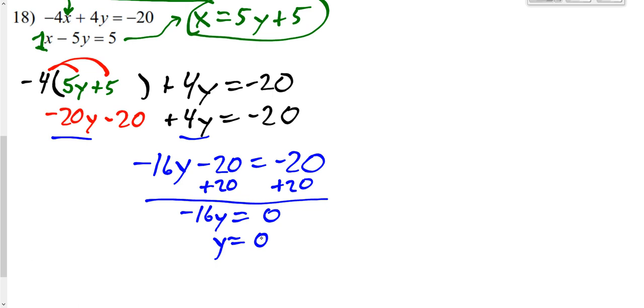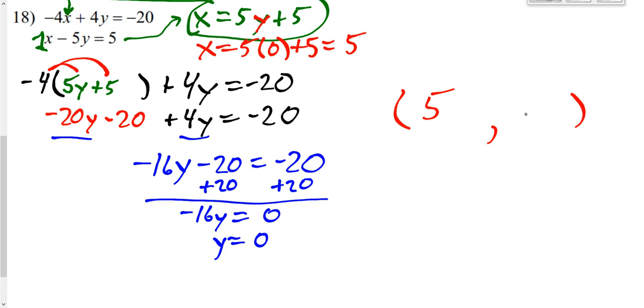Now, the easiest place to be able to find x is to plug it in right here. We just figured out y to be 0, so I'm going to go x equals 5 times my input of 0 and add 5. And then when I do that, I get x to be 5. Now remember, your answer once again is your x, which we just figured out, which is that red 5, comma, your y, which is that blue 0 down below.